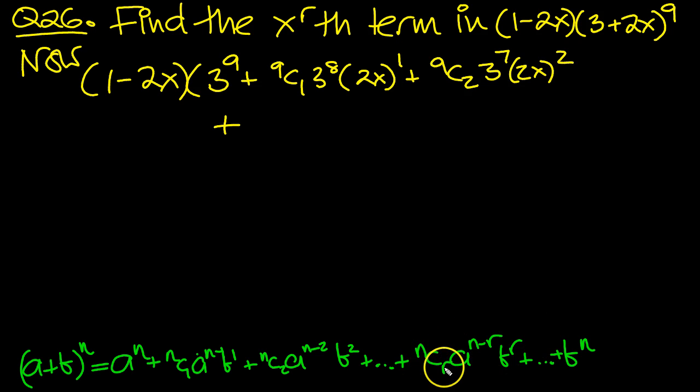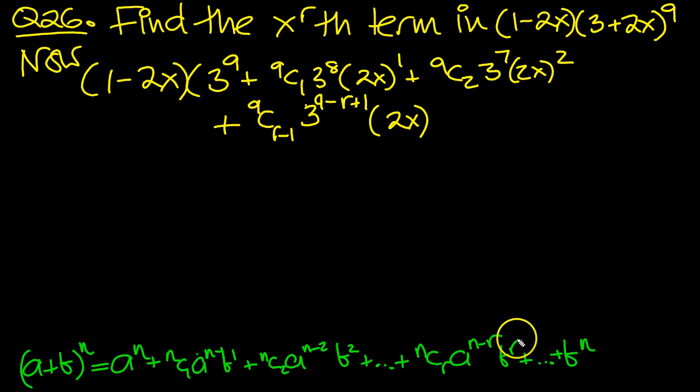Here's the rth term, so the r minus 1 will be nC(r minus 1). That's 9C(r minus 1). The first term, which is 3, to the n minus, so it's 9 minus (r minus 1), so minus r, and then run the minus through, it becomes plus 1. The second term is 2x, and that would be to the r minus 1, wouldn't it? Sorry. And that's the x to the r minus 1th term.